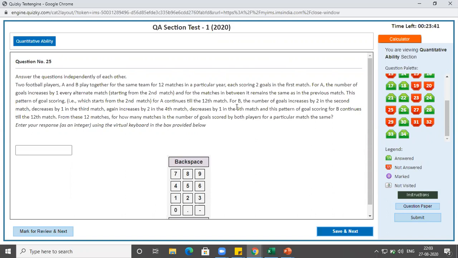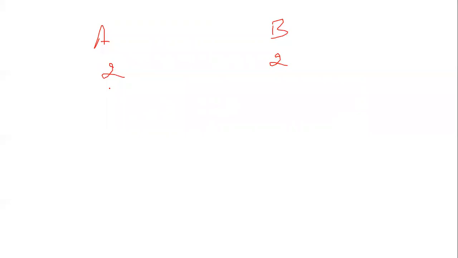So B, starting the second match, increases by 1, right? So it's the same. Then 1 stays the same. Then 1 stays the same. How many matches should there be? 1, 2, 3, 4, 5, 6, 7, 8, 9, 10, 11, 12. Okay. What is happening with B?